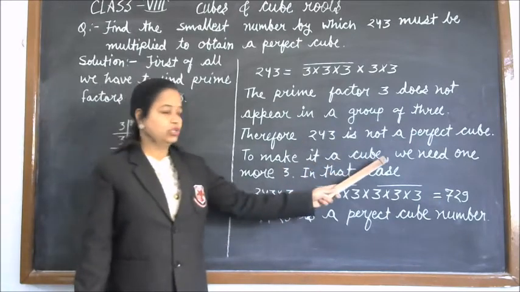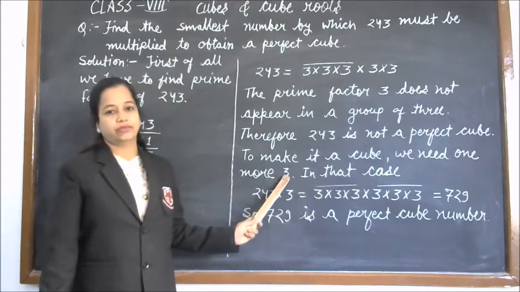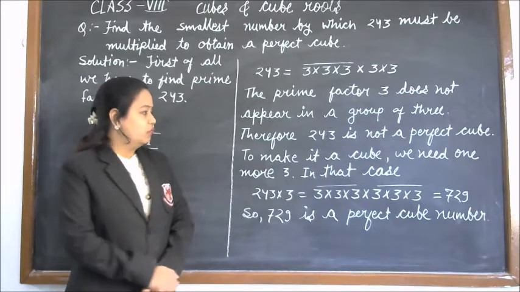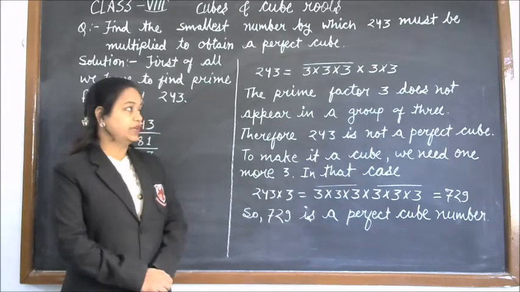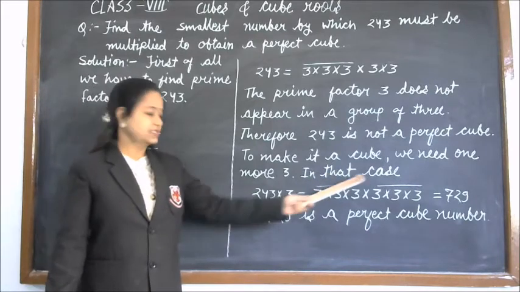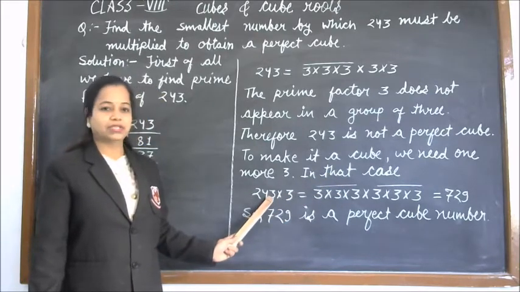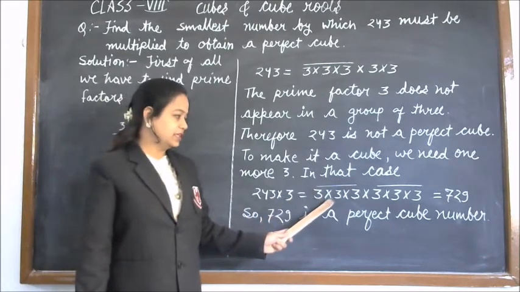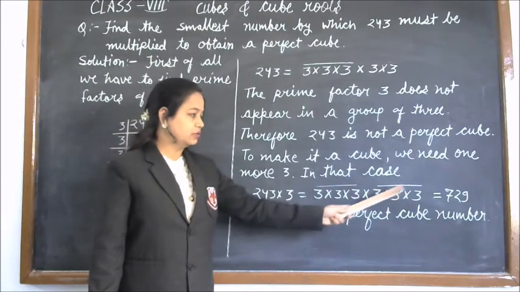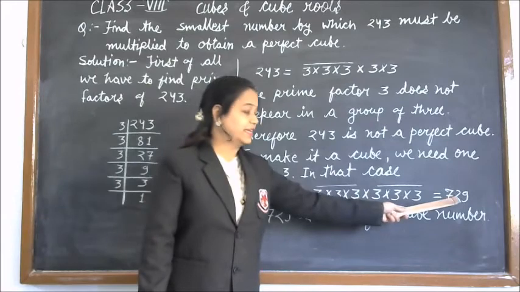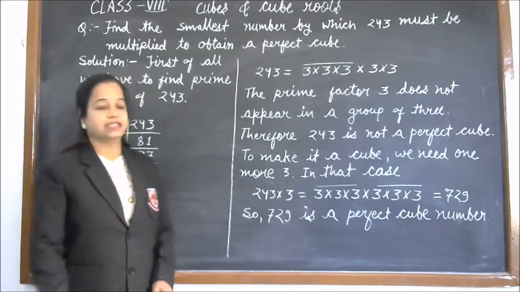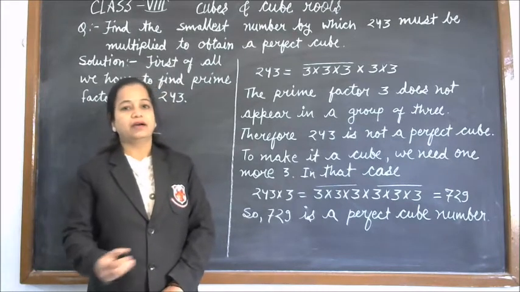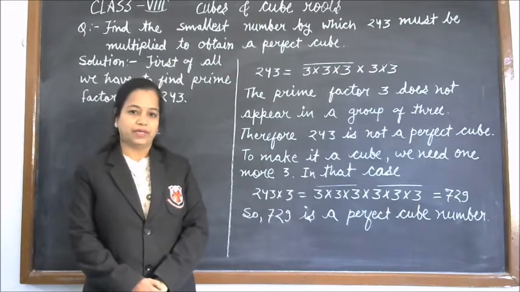To make it a cube, we need one more 3. We have 2 3s, and for making a perfect cube, we need one more 3. In that case, we have to multiply 243 by 3. So we have prime factors 3 into 3 into 3 into 3 into 3 into 3, means 729. And 729 is a perfect cube number. So in this manner, we can make a number a perfect cube number.